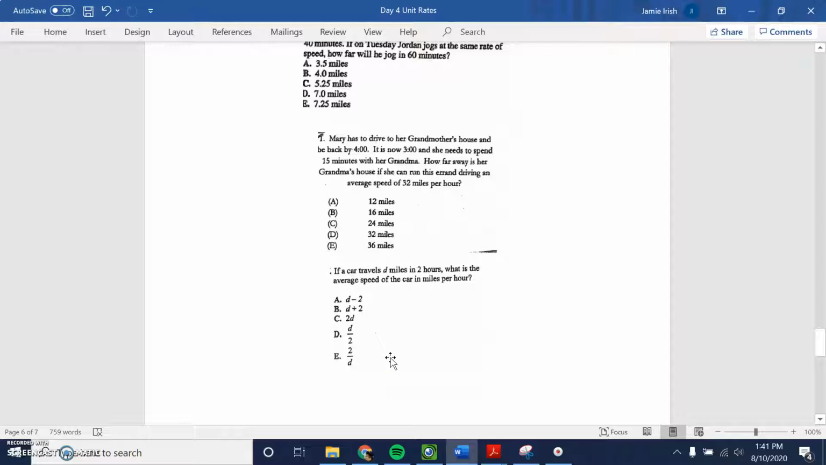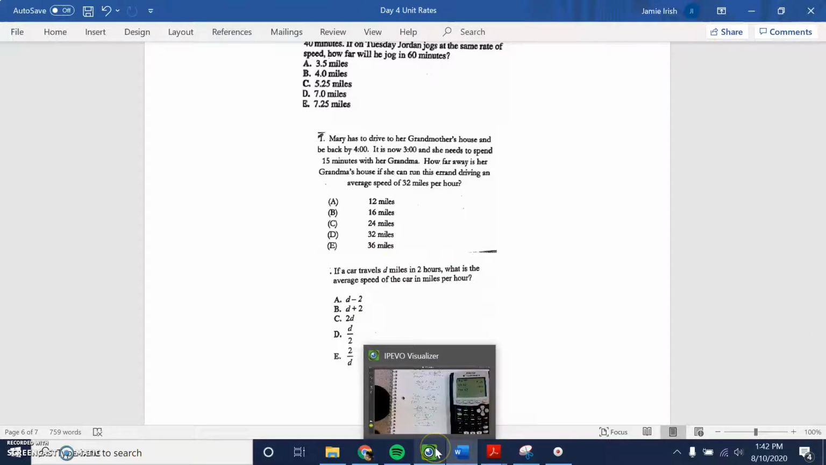Last one. See, I told you these are not as easy as you think. If a car travels D miles, so it doesn't even give you how many miles, in 2 hours, what is the average speed of the car in miles per hour? That's tough. Okay. So there's a bunch of ways to do this. Let me show you a few. Here you go. See if you got it right.